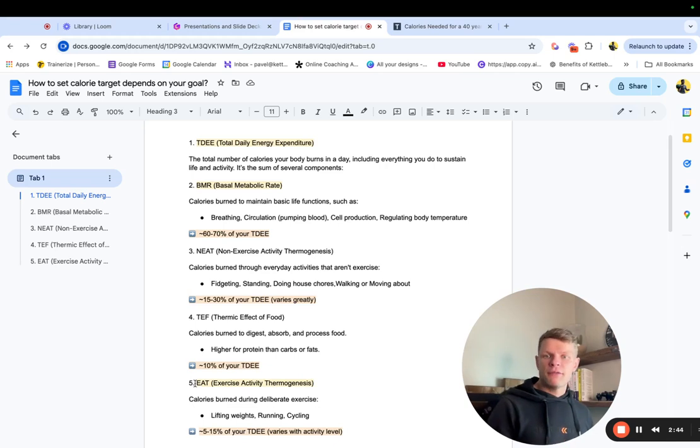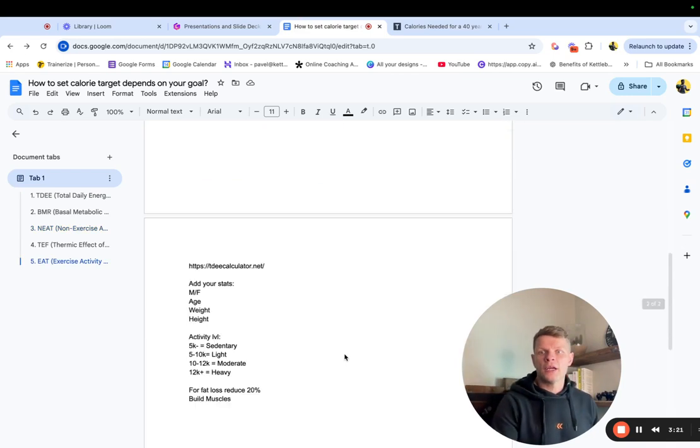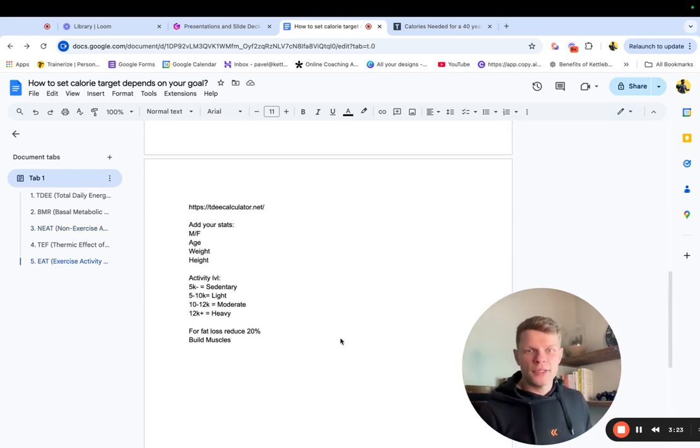Then EAT, or exercise activity thermogenesis, so that's the calories we burn during exercise. Lifting weights, running, cycling, and it only comes to 5 to 15%. So it's actually lower than day-to-day activity. Purely as well, if you train just 3 or 4 times a week, it's quite a small fraction if we zoom out and look across the whole month. Moving about, you do day to day, and it's something we can increase without putting too much pressure. Okay, so now we understand we need to find our TDEE.